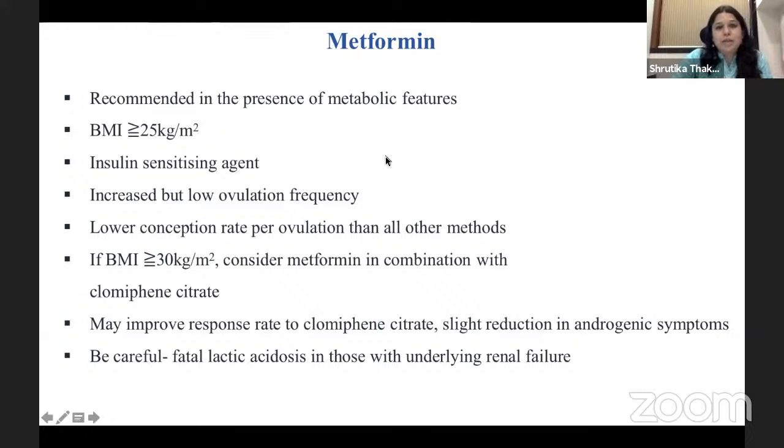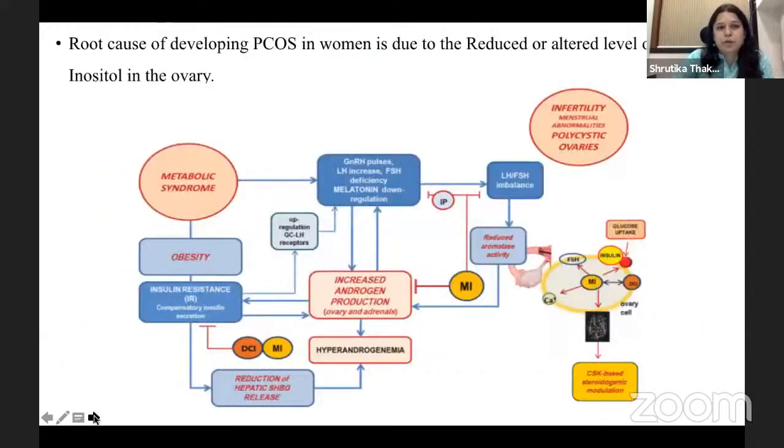We need to be careful. We need to know that metformin can cause fatal lactic acidosis in those patients who may have some underlying renal failure. So you always should do a LFT and RFT before you start your patient on long-term metformin.